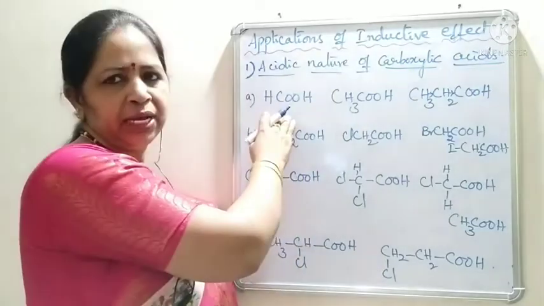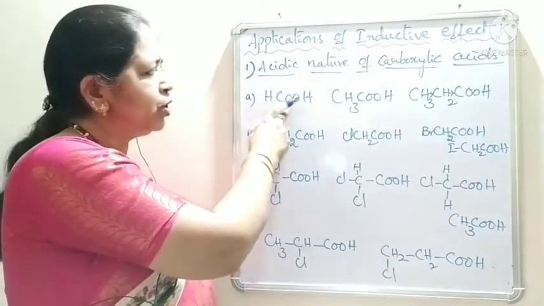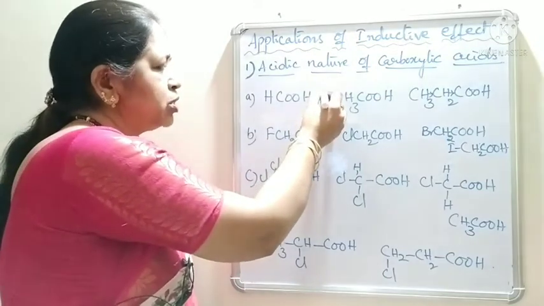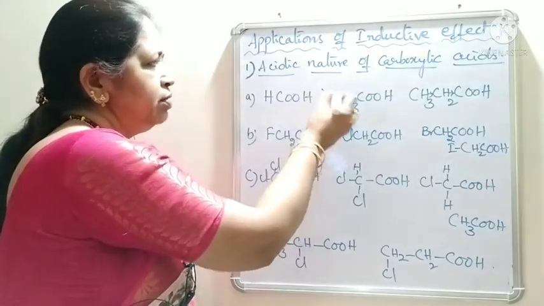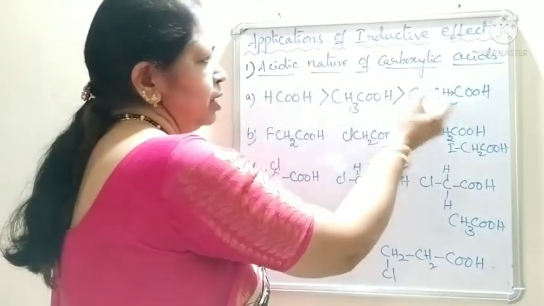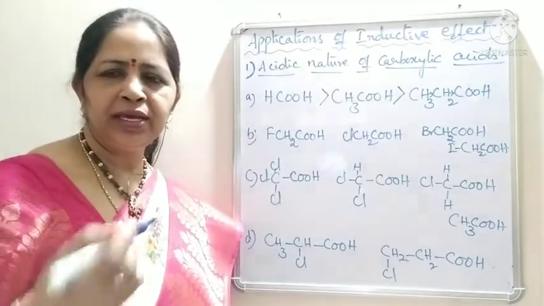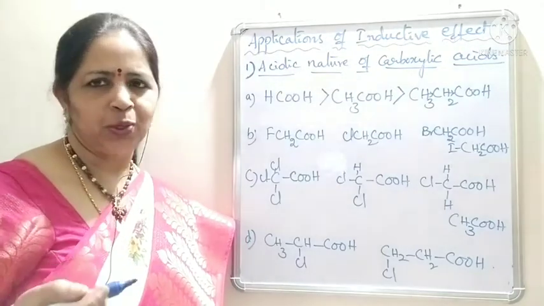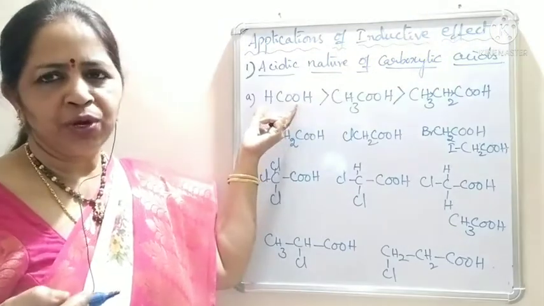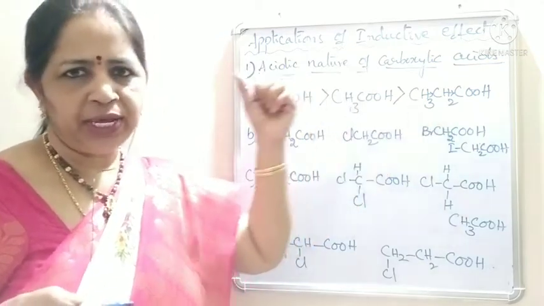If we see the formic acid, that is the methanoic acid, there are no alkyl groups. So, this proton can be easily eliminated. So, formic acid is stronger than acetic acid, which is ethanoic acid, and which is stronger than propanoic acid. The strength of acid is explained by the ease with which an acid eliminates its proton. So, among these three, formic acid can eliminate its proton more effectively.